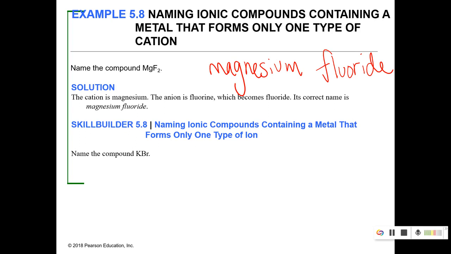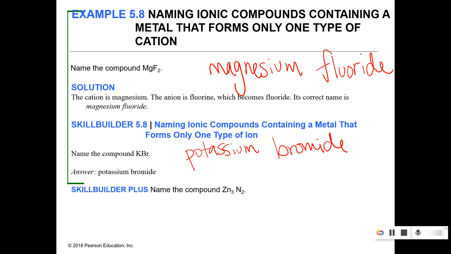Okay, let's do another one. Potassium. And then Br is bromine, so it goes to bromide. One more, that's zinc. Remember, that's a transition metal, but it behaves like a one-charge metal. And nitrogen goes to nitride. Okay, you are going to need to practice. You are going to need to know what type of metal is what before you start doing this naming. We will have a quiz on this on Tuesday.